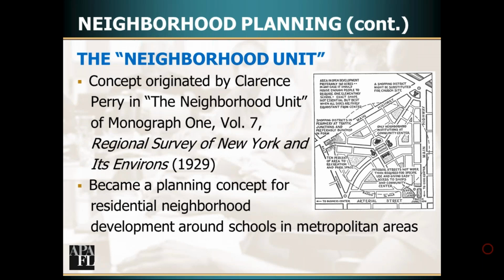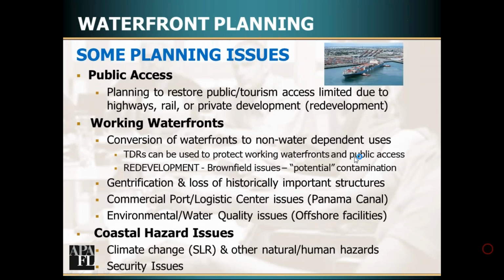All right. Neighborhood planning, a major concept, which we'll talk about, is neighborhood unit, originated by Clarence Perry in the Neighborhood Unit monograph. Became a planning concept for residential neighborhood development around schools and metropolitan area. So you had a school in the center, you had the major roads outside of it, you had curvilinear roads inside, 10% of your area may be set aside as parks. And we've talked about this a couple times.